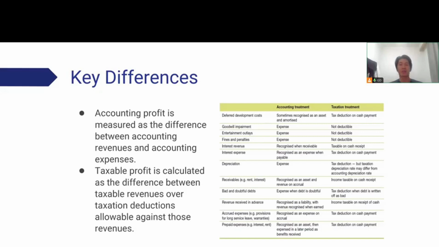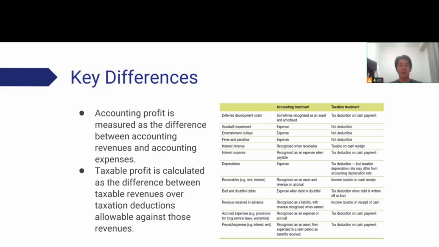Secondly, accounting profits include interest revenues recognized when received, while taxable profits only include cash receipts. Interest expenses are recognized as an expense when payable, while taxable profits use cash payments. This also applies to deferred development costs, receivables, accrual expenses, and prepayment expenses.